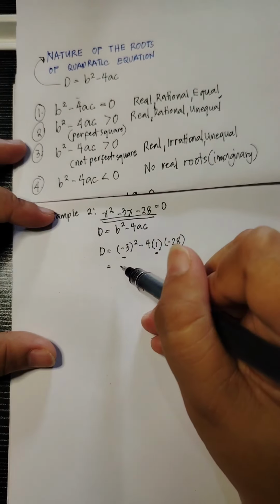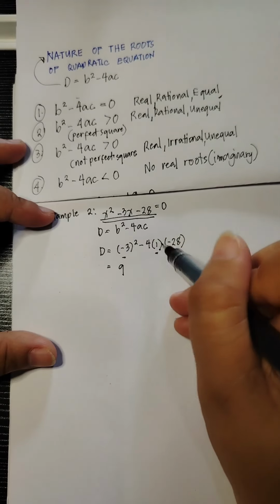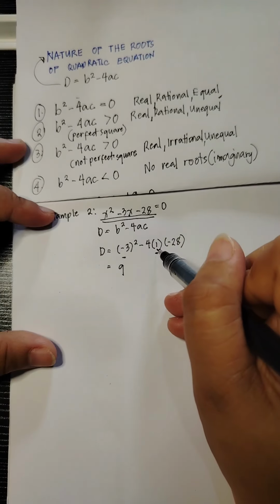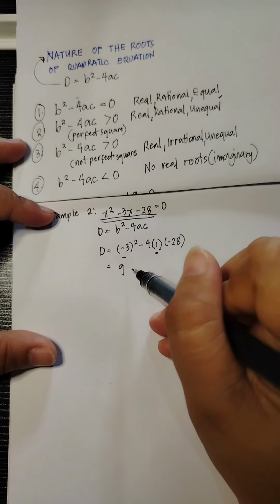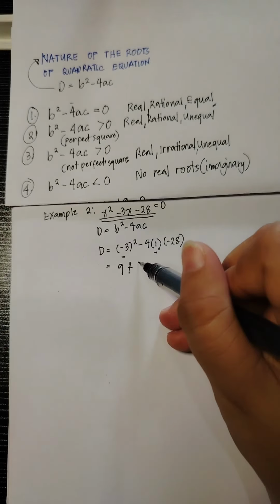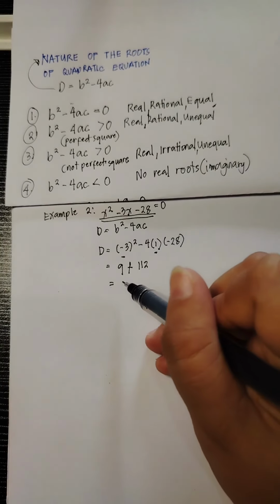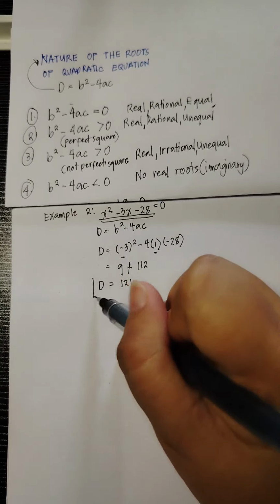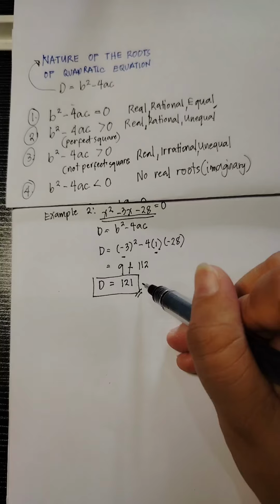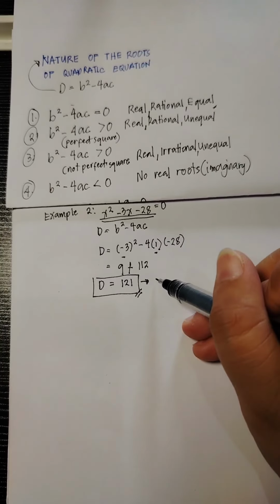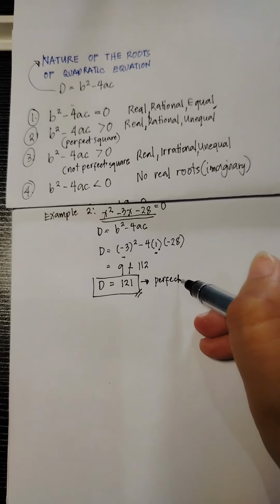Alright, so negative 3 squared is 9. Negative 4 times 1 is negative 4, times negative 28. So we have 112. Right. So 9 plus 112 is equal to 121. So therefore, the discriminant is 121. As you can see, 121 is a perfect square. And of course, it is greater than 0.